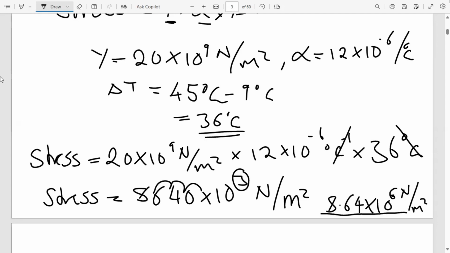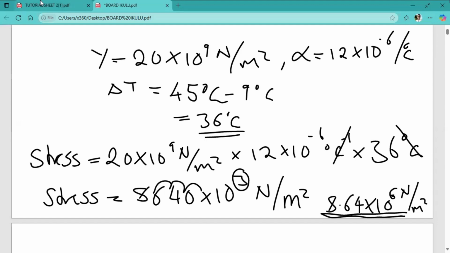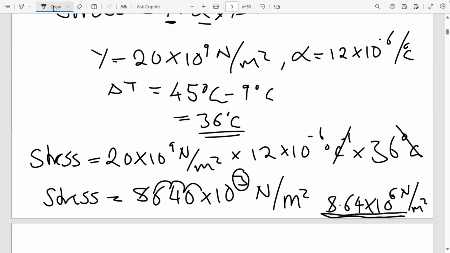square meter. And we have calculated the compressive stress, the stress in the blocks after that particular change in temperature. So that is the value of stress, which is equal to 8.64 times 10 to the power 6 newtons per square meter. And that is all on question 6. That is everything we are supposed to find on question 6.